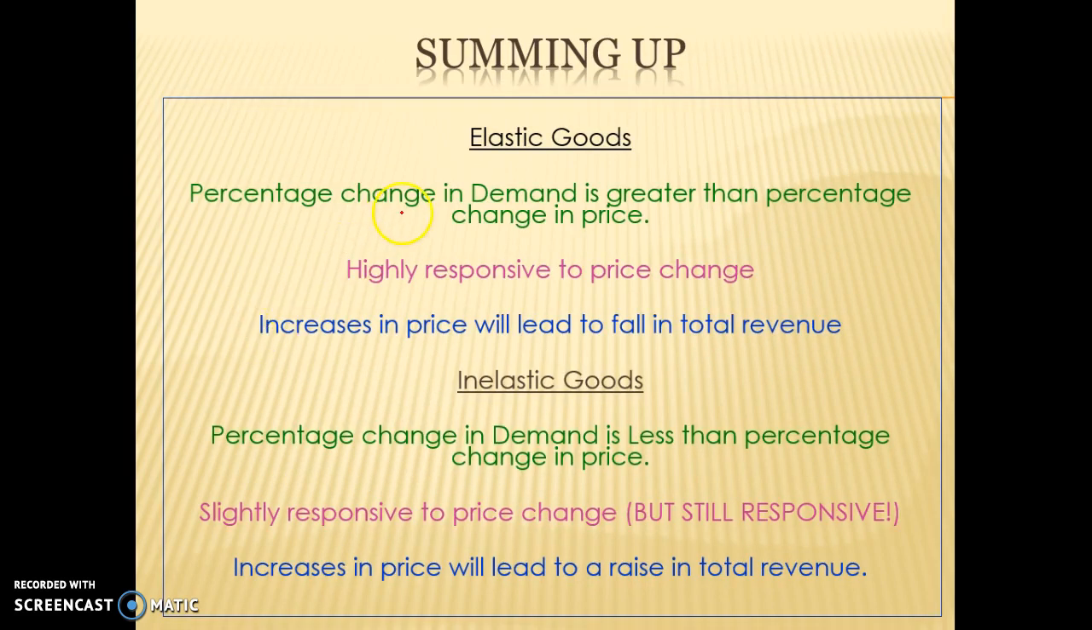So to sum up, elastic goods: percentage change in demand is greater than percentage change in price. They're highly responsive to price changes, and increases in prices will lead to a fall in total revenue. Inelastic goods: percentage change in demand is less than percentage change in price. They're slightly responsive to price changes. They are still responsive, but not very responsive. And an increase in price will lead to a higher total revenue, a rise in total revenue.